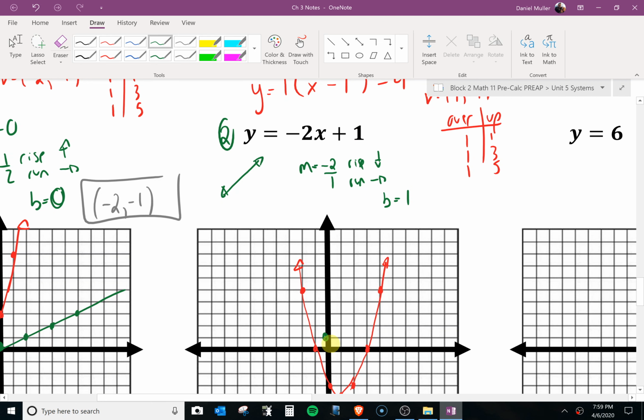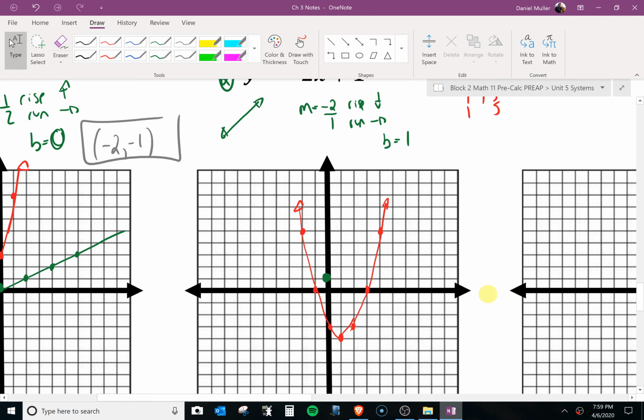So I'm going to start at +1 on my y, and then go down 2, right 1. Down 2, right 1. Nice, the overlap there. Down 2, right 1, down 2, right 1. Up 2, left 1. So start from here again. Up 2, left 1, up 2, left 1. Nice, they cross there.